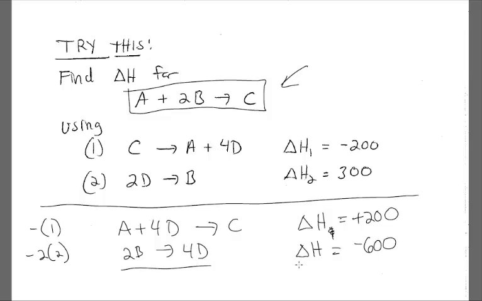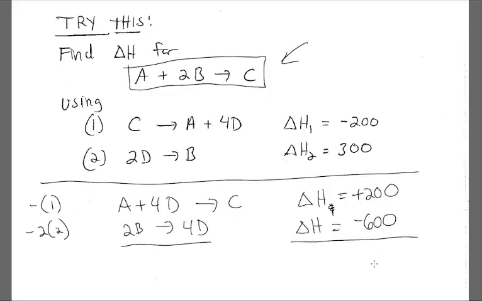Then we can add these up and cancel things. You'll see the 4Ds will cancel. One's in reactants, one's in products. So we'll get A plus 2B gives you C, and you can then add these. Since you added the reactions, you can add the delta H's, and you'll get a negative 400.